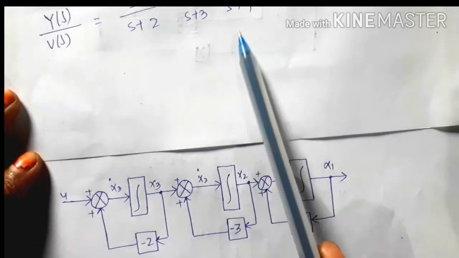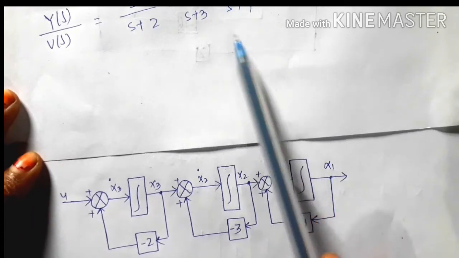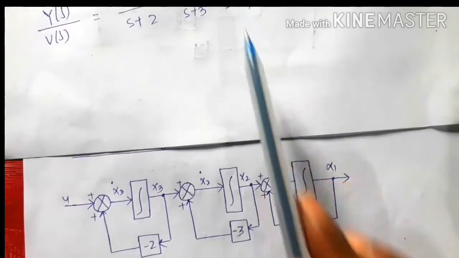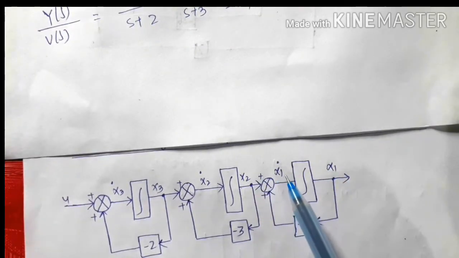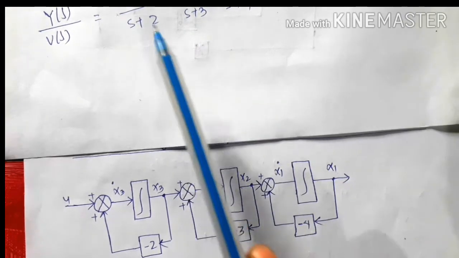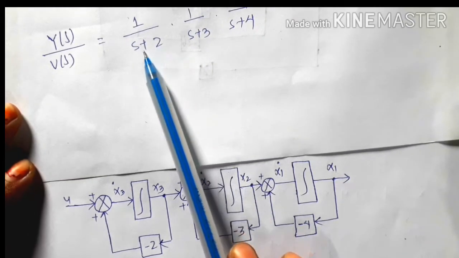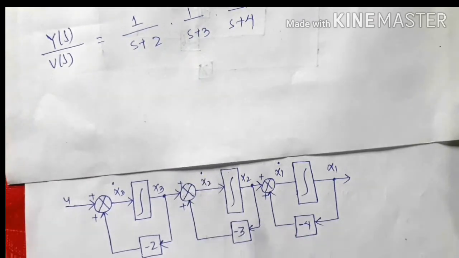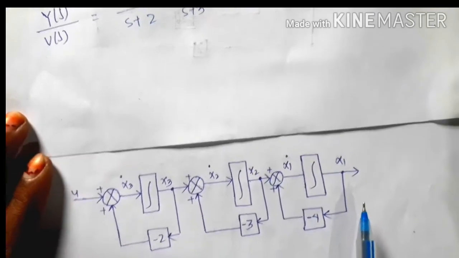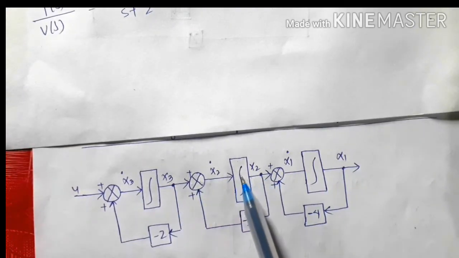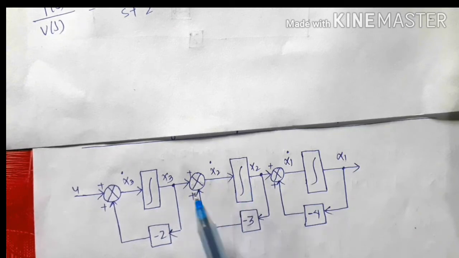Now we let, for this term x1 dot equal to first order, for this term x2 dot equal to second order, for this term x3 dot equal to third order. Okay, because this is a third order differential equation. That means 3 summing points and 3 integrators are present in the block diagram.